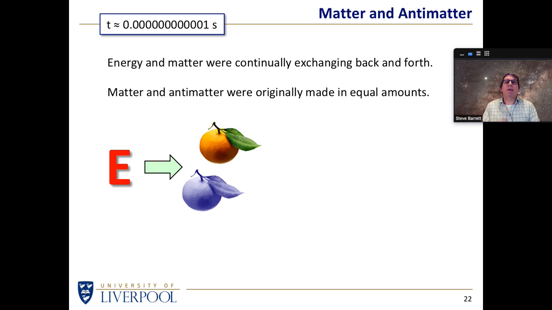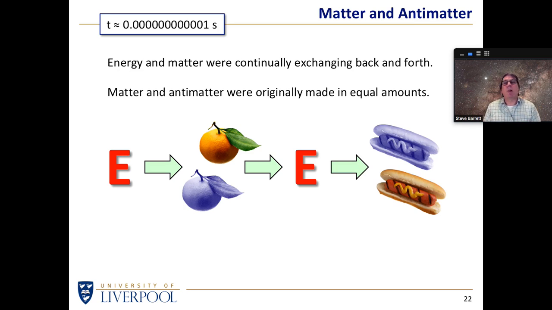And those matter and antimatter can annihilate with each other and produce energy. And that will be happening back and forth and back and forth. That energy can then go on and generate more matter and antimatter. Not necessarily the same quark and anti-quark. It now could generate something different. Probably not a hot dog and an anti-hot dog, but it will generate something and the anti-something. And it will be going backwards and forwards at a very high rate in the early universe.